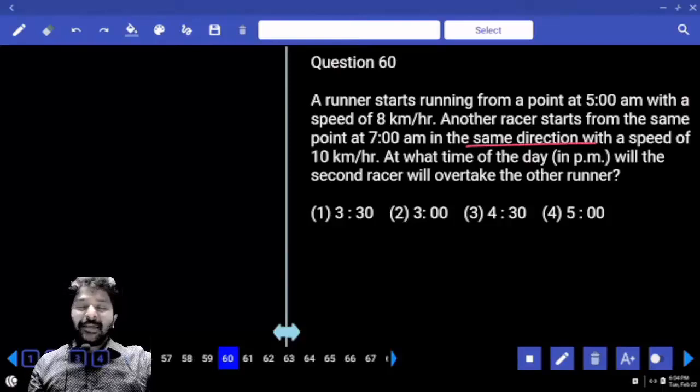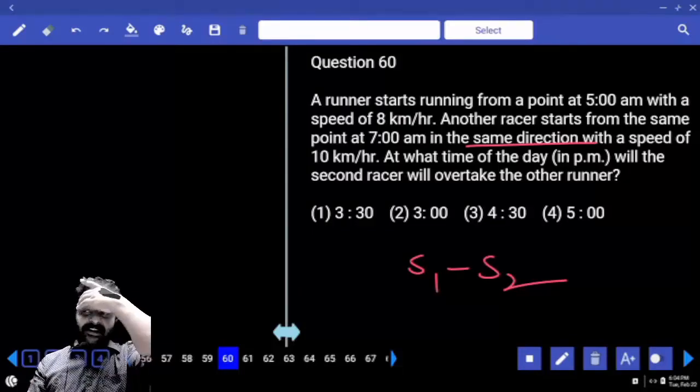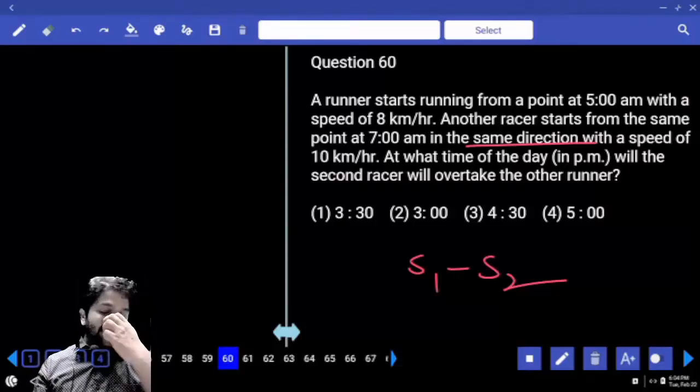If they are moving in the same direction, relative speed is S1 minus S2. If opposite direction, S1 plus S2. At what time of the day will the second racer overtake the other racer?